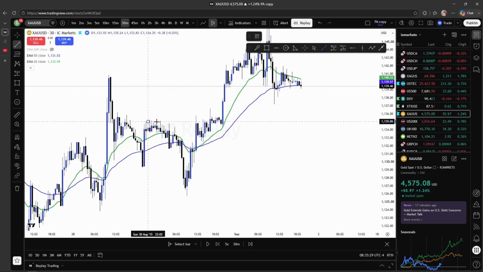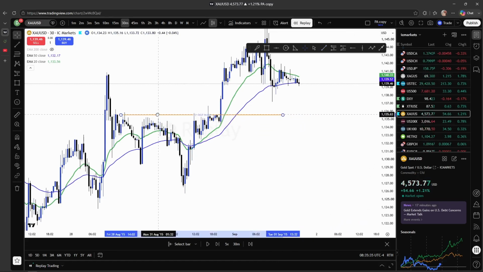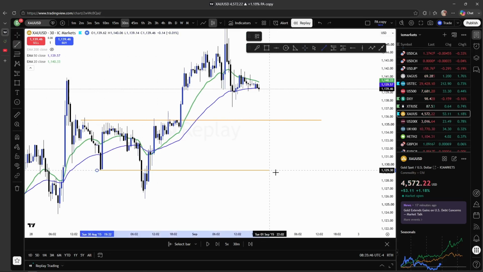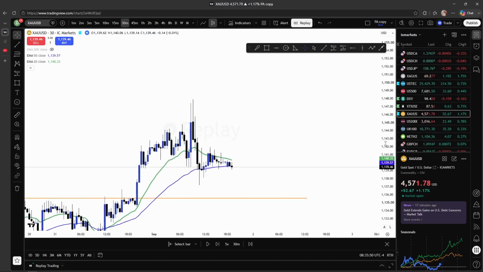So here I have a support level right here. As a support, I have a resistance right at this top here. Let me adjust it. So here is a resistance level, which means based on my trading system, I should be looking for buys when the market actually comes back to retest this top here. Okay.